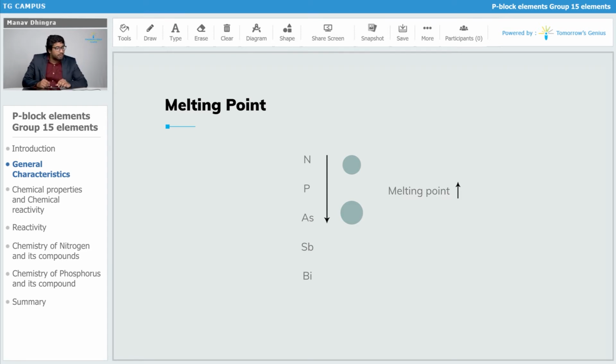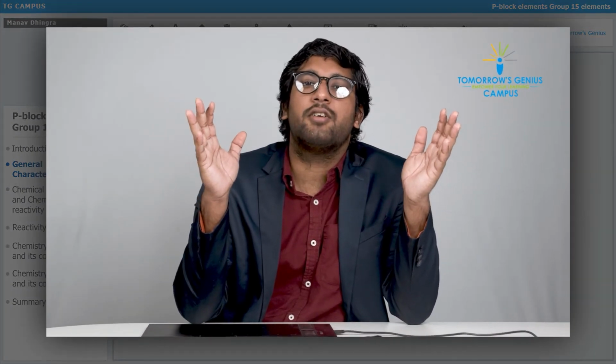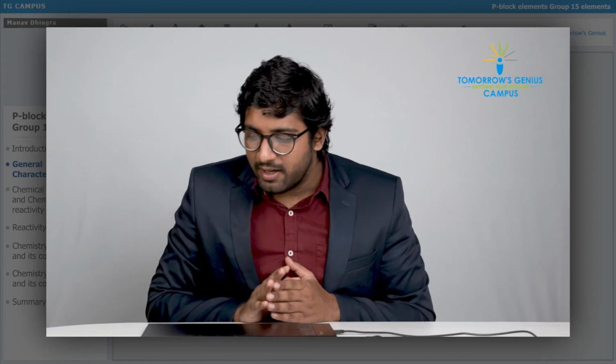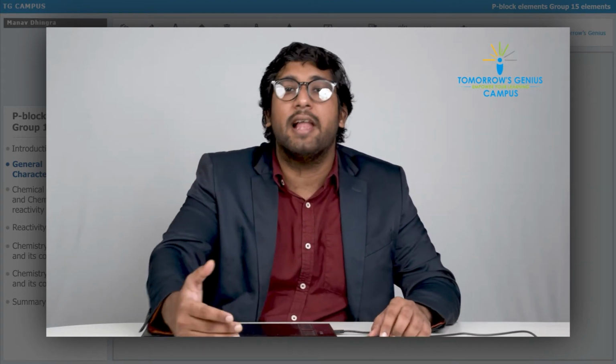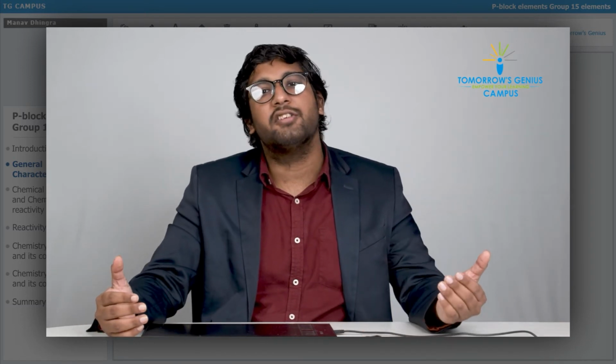And to complicate things even more, we can see that the melting point after arsenic decreases up till bismuth. Why is that, right? So there are two forces which are counteracting each other. The very first one is the size. Then it is the crystal lattice in which the element is crystallizing, right? So this is the reason.